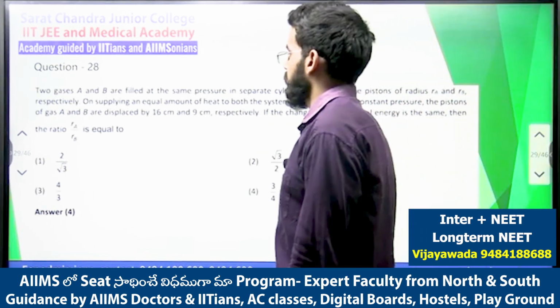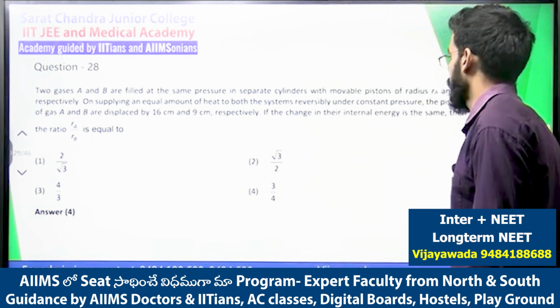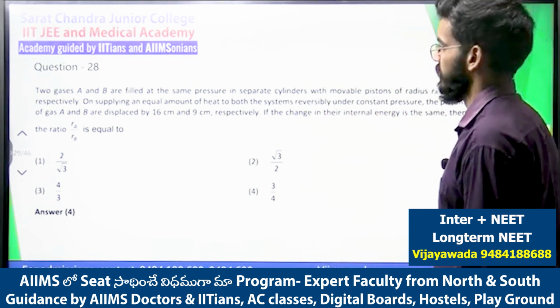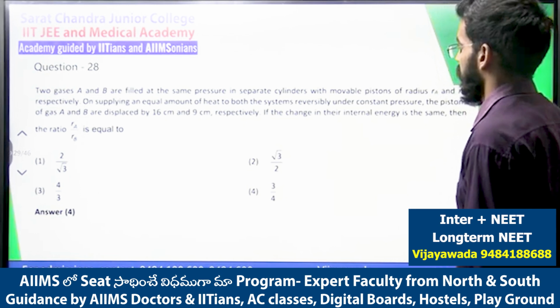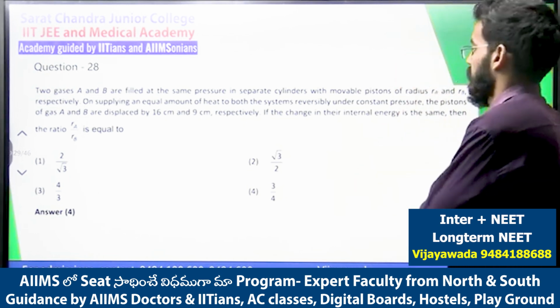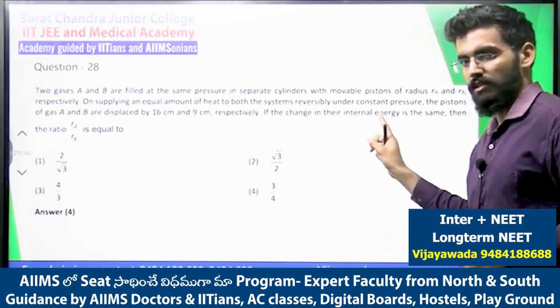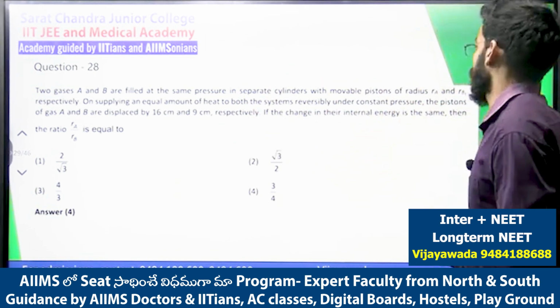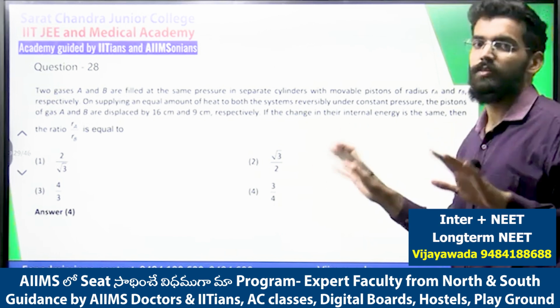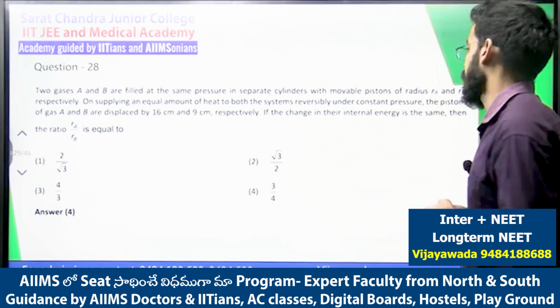28th. Two gases A and B are filled at the same pressure in separate cylinders with movable pistons of radius RA and RB respectively. On supplying an equal amount of heat to both the systems reversibly under constant pressure. Supplying an equal amount of heat at constant pressure, this is the main thing. Actually, information is everywhere in the question, so you have to read and take the information out one by one.